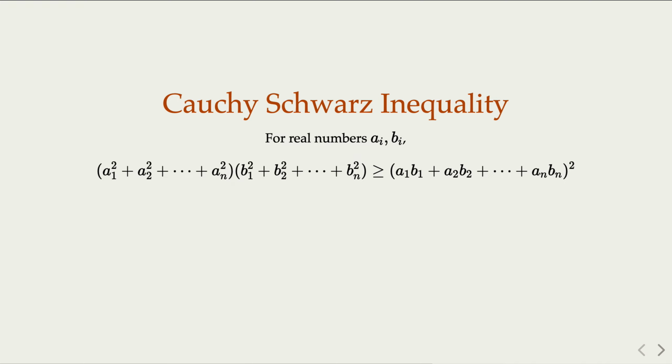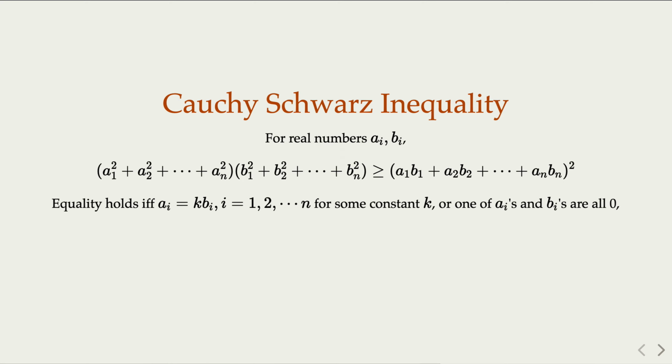Of course, you may ask when the equality holds. The equality happens when either one of the sequences is zero, like a_i all zeros or b_i all zeros, or when a_i over b_i is a constant value. In the vector case, it's going to be this, right?